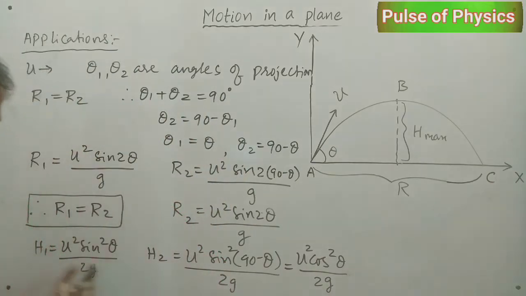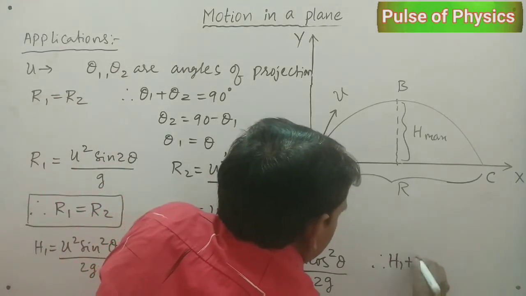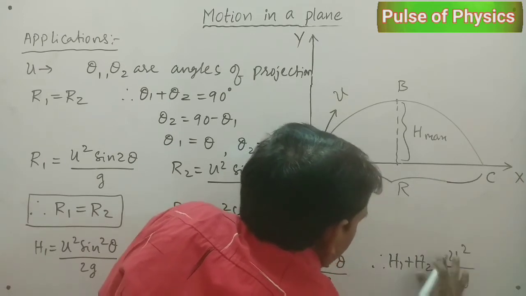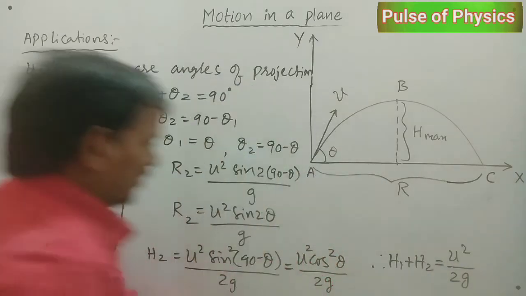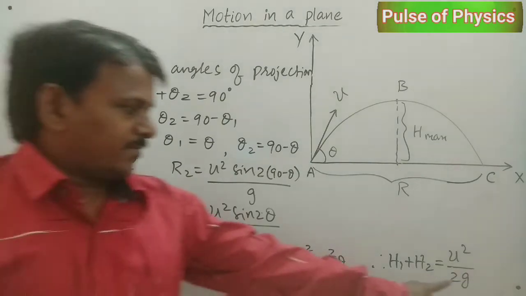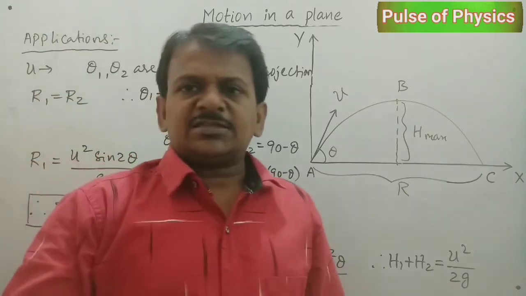Then H1 plus H2, u square by 2g common, sin square theta plus cos square theta, it is 1. We will get the relation. Therefore, H1 plus H2 is equal to u square by 2g. So sin square theta plus cos square theta is equal to 1. This is the relation we got. Let us continue.